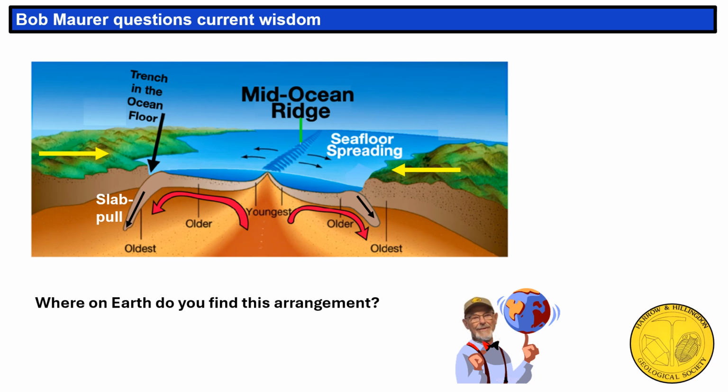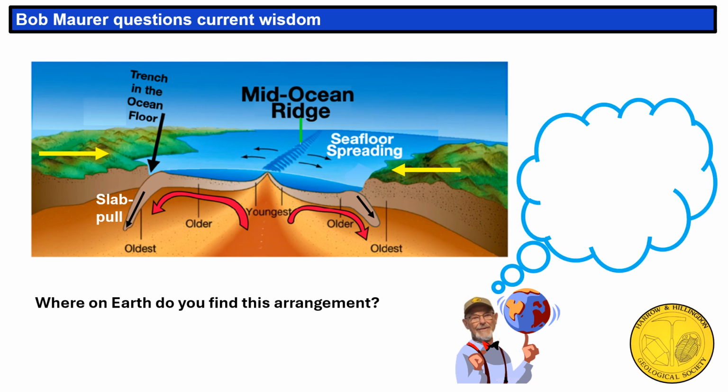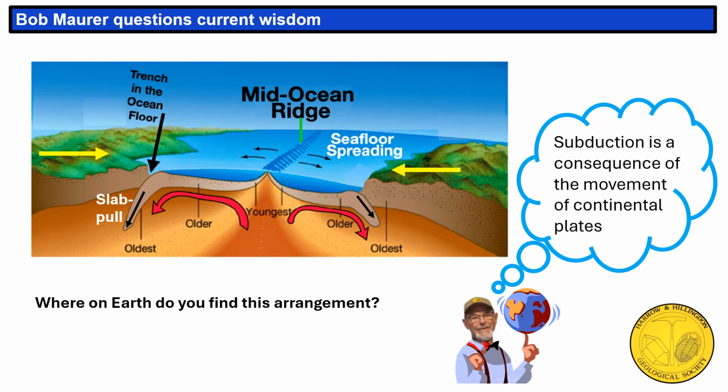So taking the reality on Earth that you need a moving continent in order to get slab pull, in order to get subduction, Bob thought to himself, well, maybe it's the other way round, and it's not the slab that's pulling the continent, but that the continent is moving and subduction is a consequence of the movement of the continental plates. That's what we're going to investigate today.